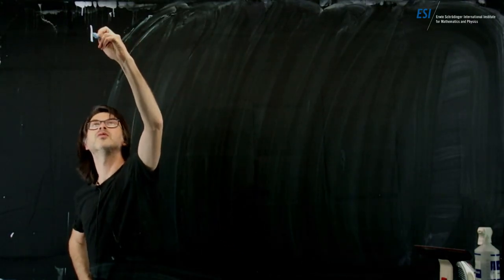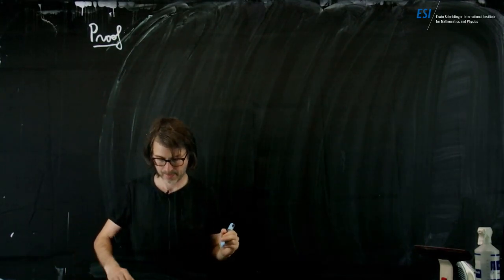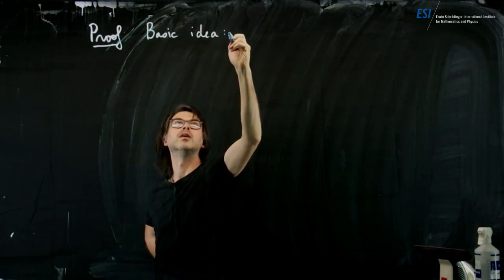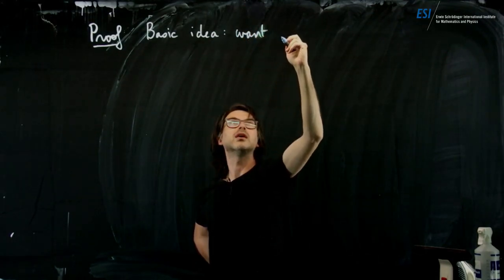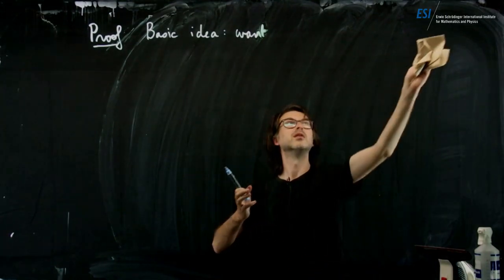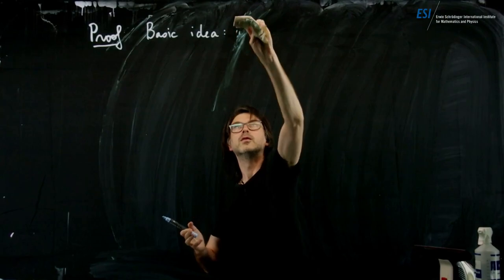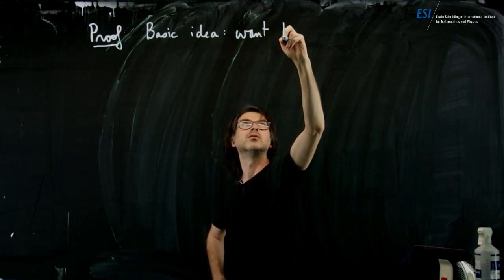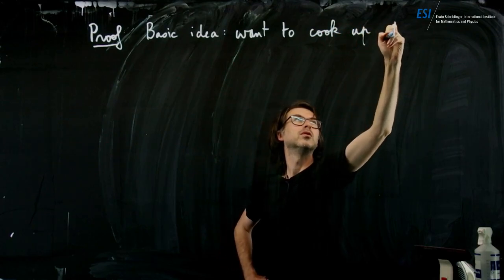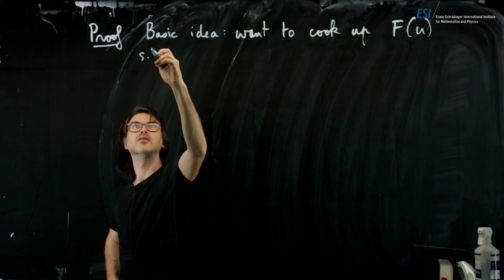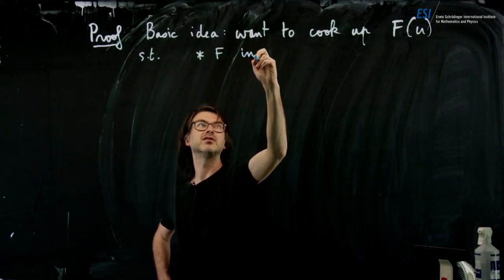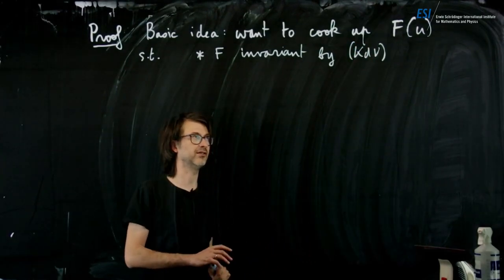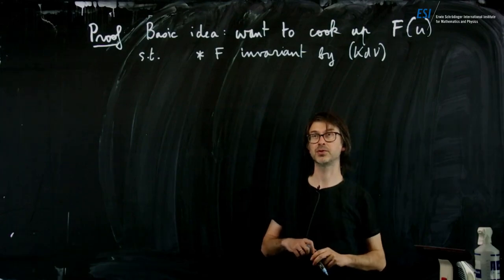Okay, so let's go for the proof. The basic idea is that we want to cook up a functional F of u such that F is invariant by the flow of KdV. In other words, F of u of t is constant in time if u is a solution of KdV.